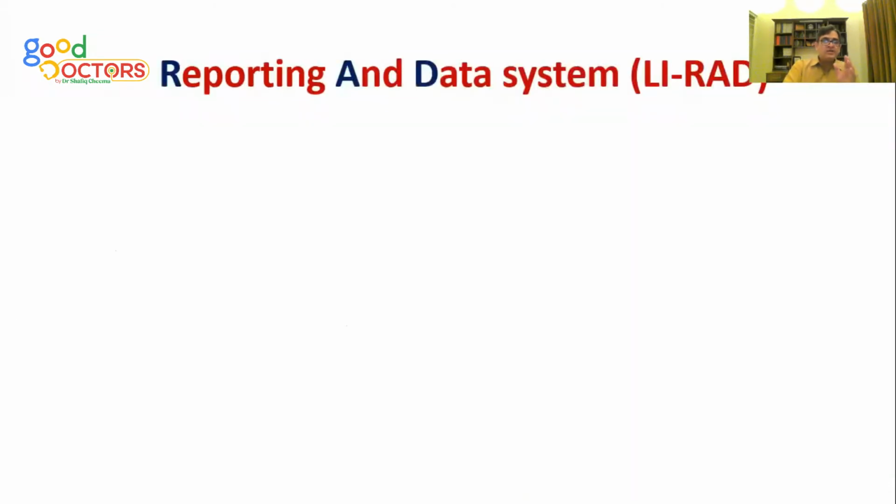Now, how do I interpret these 4 features? Because obviously I'm not going to get all 4 features in every patient. So what to do if there are 2 features? What to do if there are 3 features? What to do if there is 1 feature present? How am I going to label that particular patient? For that, this particular reporting system has been developed and is now widely used by radiologists, the Liver Imaging Reporting and Data System, which is called the LI-RADS system.